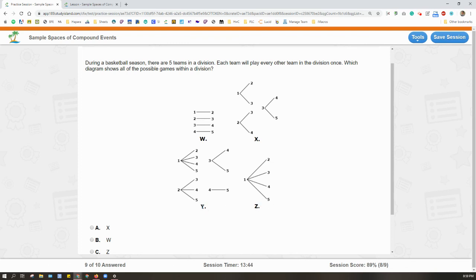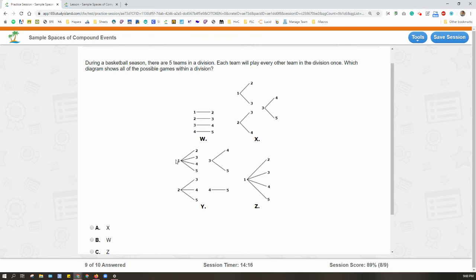Take a look at diagram Y. We start off with team 1 playing team 2, 3, 4, and 5. Then we have team 2 playing team 3, team 4, and team 5. You might ask, well, what about team 1? We already counted team 1 playing team 2. I don't need to put a 1 branch in the 2 tree because that would be repeating the game between team 1 and team 2, and we only need team 1 and team 2 to play each other one time. So this diagram shows team 2 playing 3, 4, and 5. We already had team 2 playing team 1.